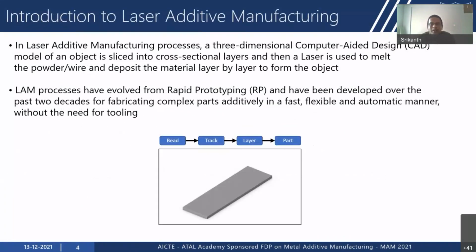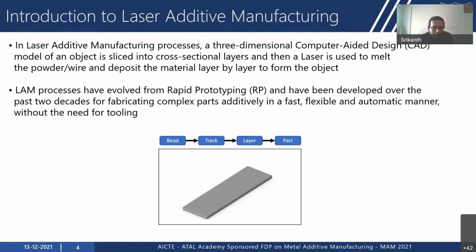So as you all know, and as has been discussed in the earlier sessions, like in any additive manufacturing process, you start with a 3D CAD model and you slice that into 2D cross-sectional layers. In laser additive manufacturing in particular, we use a high energy density heat source such as a laser to melt the powder, and then deposit the material layer by layer to form the object. Now, as we all know, additive manufacturing is continuously evolving. So now there are also processes where you can use wire as a feedstock material. Not only powder, but wire can also be used as a feedstock material.